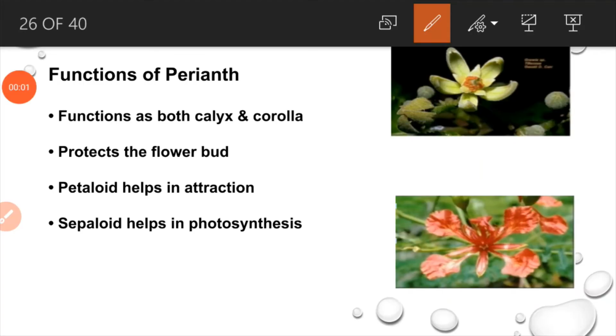Let us discuss the functions of the perianth. As perianth means there is no differentiation between the calyx and corolla, it will function both as calyx and corolla. It protects the floral buds. It also helps in attraction of the insects if it is petaloid, and it will help in photosynthesis if it is sepaloid.